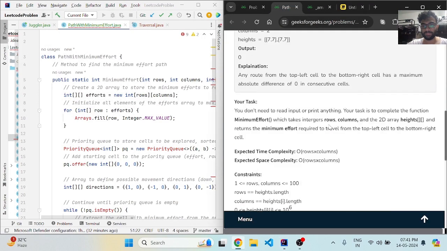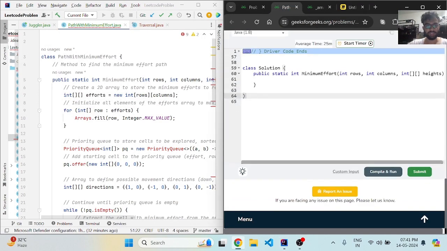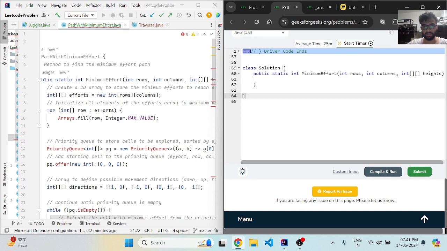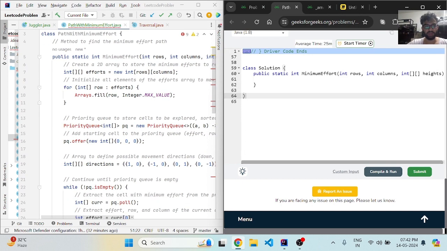So over here, what you can see is that now we are going to solve this particular problem. You can see we have made a class for the minimum path, and the minimum effort method is there. In minimum effort, what I'm going to do is, in static minimum effort, I'm going to pass the array, say efforts equals new int, rows and columns.